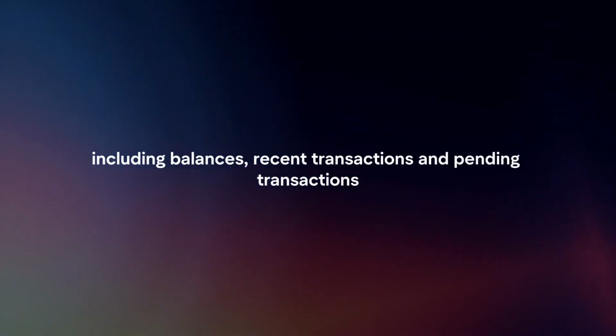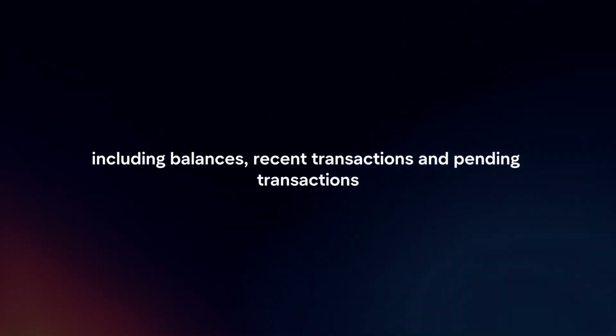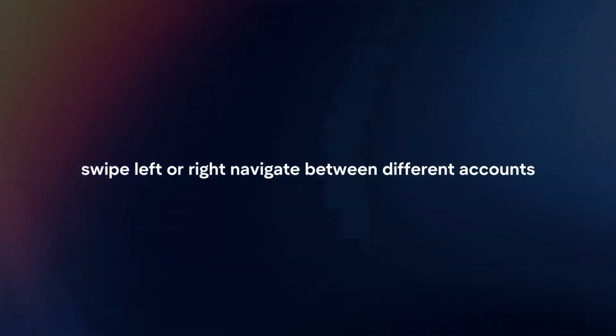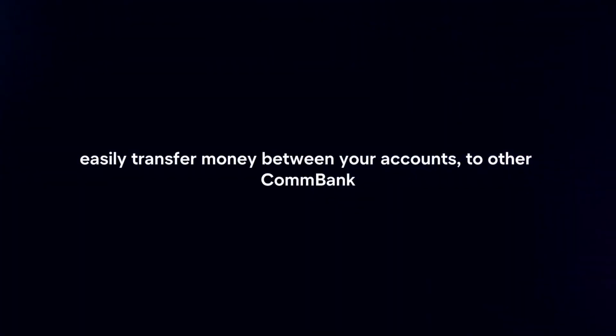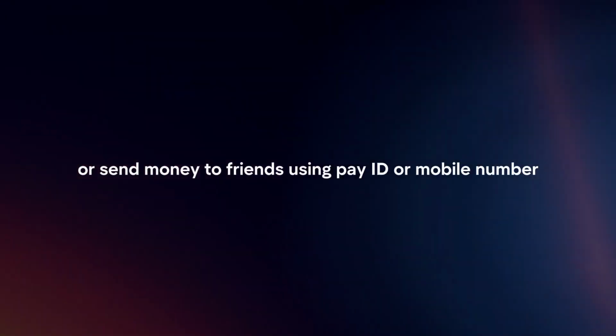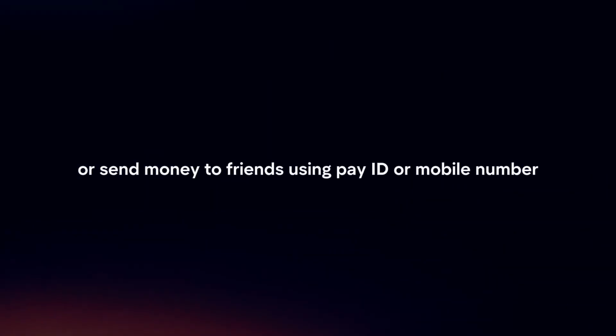Account overview. View a summary of your accounts, including balances, recent transactions, and pending transactions. Swipe left or right to navigate between different accounts. Transfers and payments. Easily transfer money between your accounts, to other CommBank accounts, or to external accounts. You can also pay bills, BPay invoices, or send money to friends using PayID or mobile number.